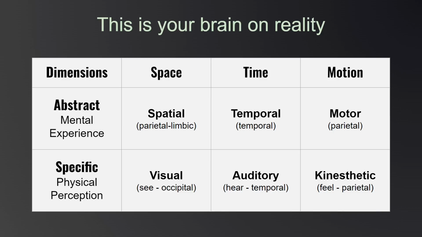So if somebody rubs your knee, you know it's your knee, right? So those are the physical perception, and then that's kind of mapped onto the spatial, temporal, and motor. I'm going to just call that the abstract mental experience. Like you have a three-dimensional Cartesian grid on which you walk around the world, and all of your experience is mapped onto that. So that's your brain on reality.